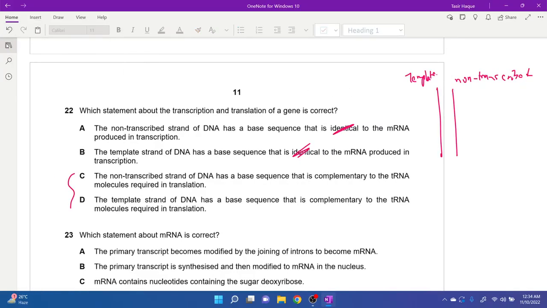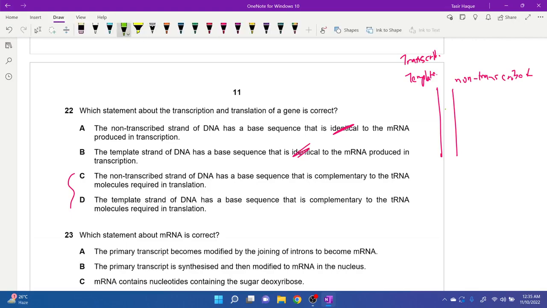So this is the template or transcribed strand. Using the transcribed strand, we are going to get the mRNA molecule. So the mRNA molecule is actually complementary to the transcribed strand. Okay, mRNA is complementary to the transcribed strand. So after you get the mRNA, you're going to get the tRNA. This tRNA, right, is complementary to mRNA. Who else is complementary to mRNA? The template strand, right?